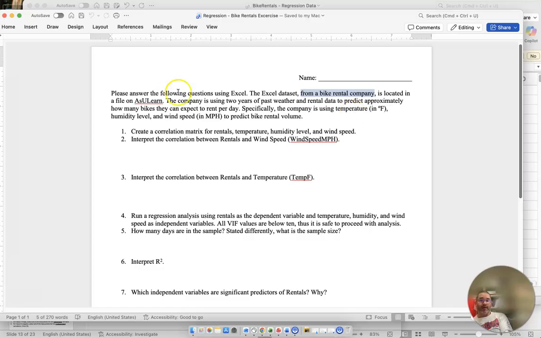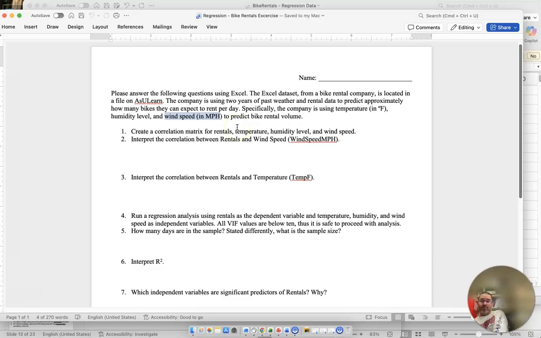Specifically, as the prompt says here, we've got 2 years of past weather data, and we've got some variables involved. So the variables we can use to predict bike rentals in this example are the temperature, how warm or cold it is outside, the humidity level, and the wind speed. So basically, we're trying to hypothesize here, does weather impact bike sales? Probably we would think it would, but let's go ahead and see.